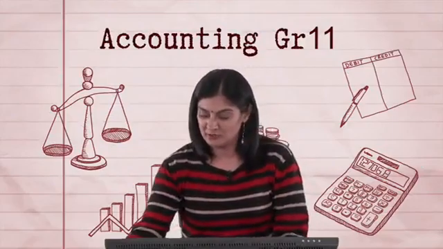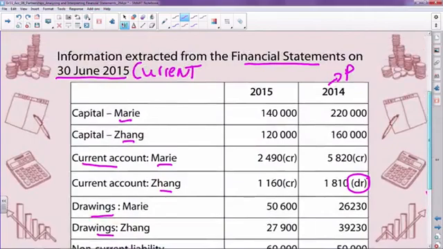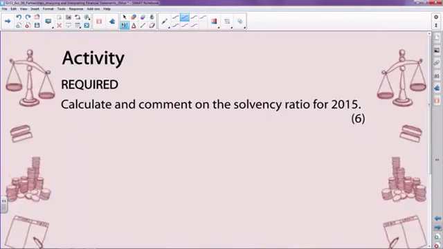Welcome back, guys. Right, let's now look at the information, or rather the questions. We looked at the information before the ad break. Let's now go straight to the questions. Okay, now your first question wants you to calculate and comment on the solvency ratio for 2015, and the mark allocation for this is 6 marks, so quite a bit. Calculate the ratio and comment.